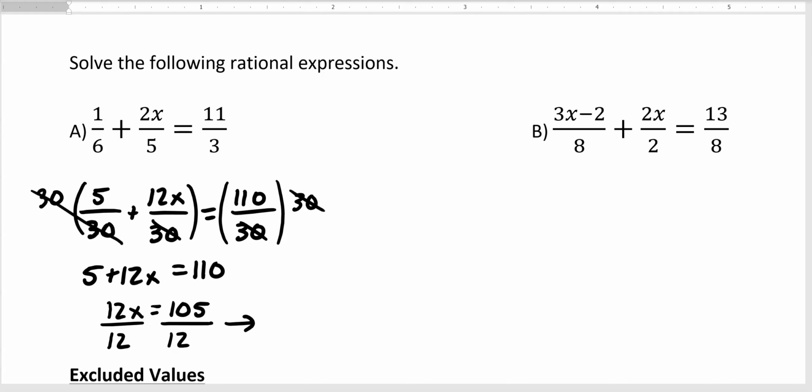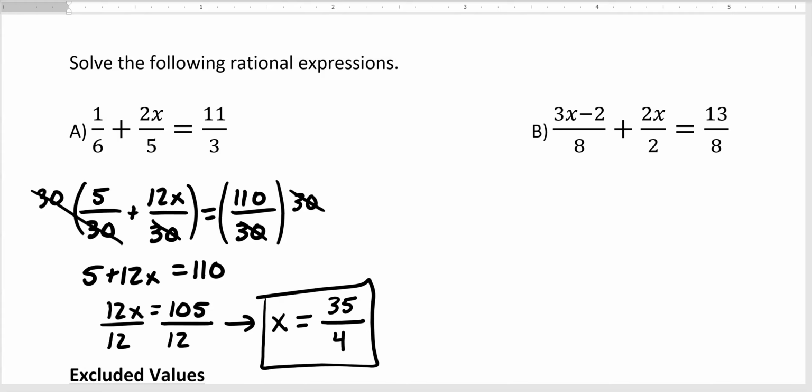Let's see, we can definitely take a 3 out of both of those. 105 divided by 12. Let's see, 12 times 8 is 96, 105. So it's going to be something over 4. 105 divided by 3. Is that 35? I believe it is. So x in this case will be 35 over 4 once that simplifies.